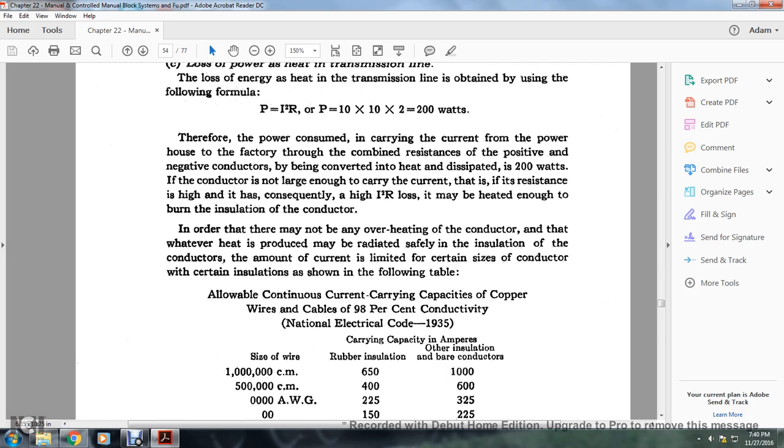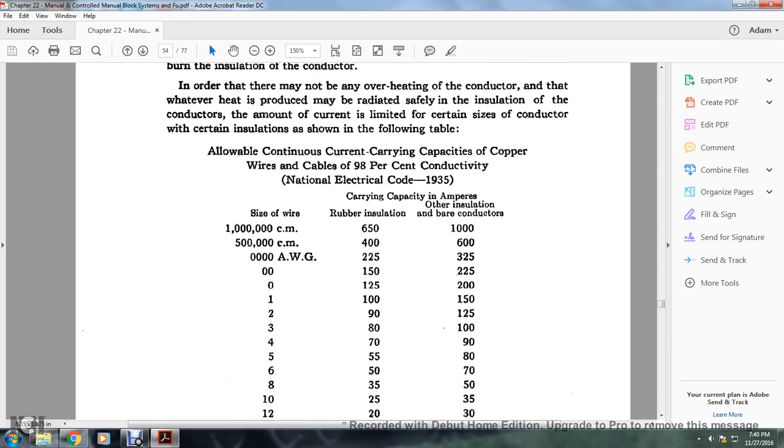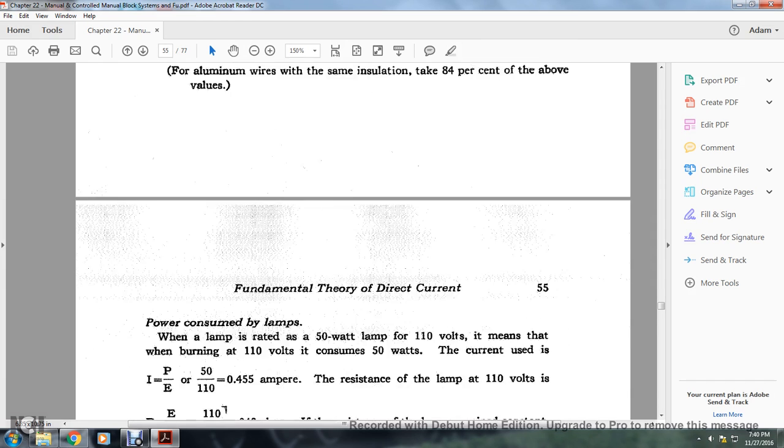In order that there may not be any overheating of the conductor, so that whatever heat is produced can be radiated safely and the insulation is not damaged, the amount of current is limited for a certain size of conductor with a certain insulation, shown in the following table. Allowable current carrying capacities of cables, copper wires and cables of 98% conductivity.